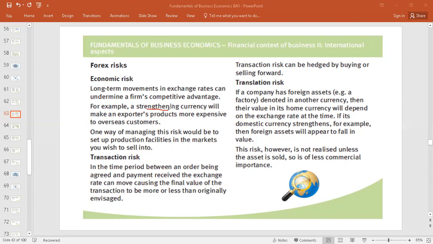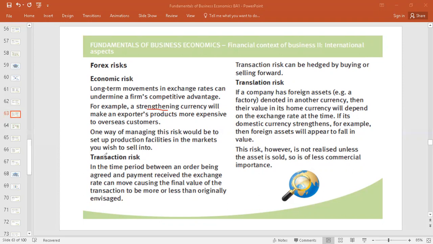So when they import foreign material from foreign countries, they will have to spend more domestic currency to settle the import. So that will have an impact on the import business and export business, because fluctuations are seen for a long period of time, which we call economic risk.